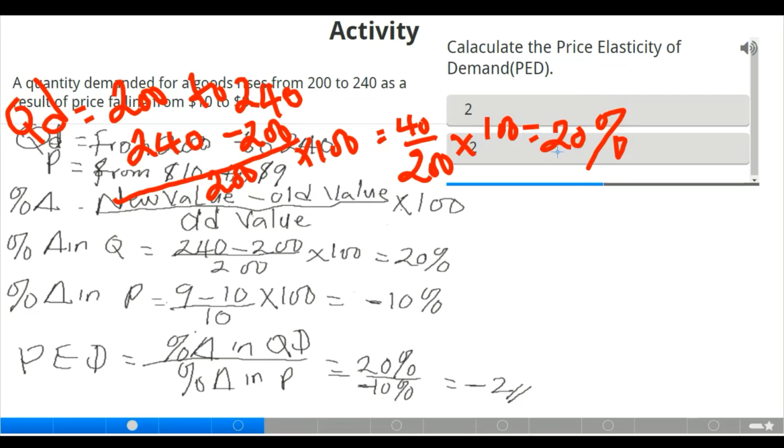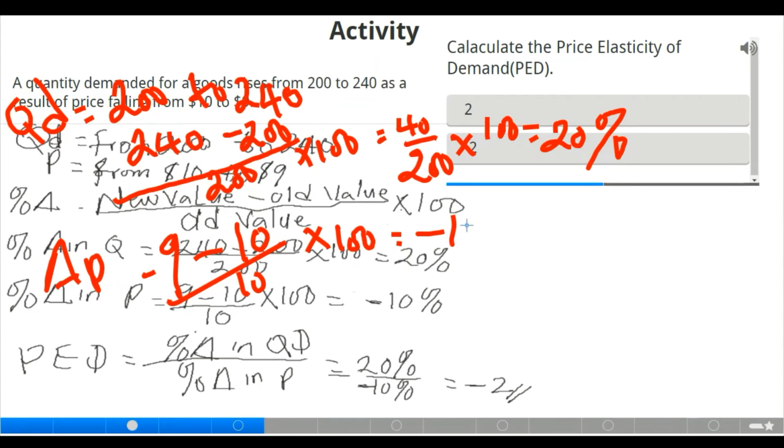Now that we have arrived at the percentage change in quantity demanded, let us move to the change in price. Our change in price is from $10 to $9, so 9 minus 10 divided by 10 multiplied by 100. This gives us minus 1 divided by 10 multiplied by 100, which gives us minus 10%.